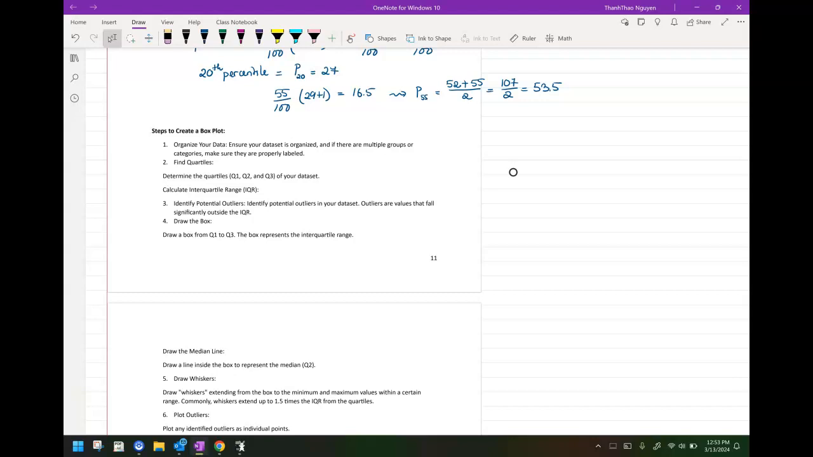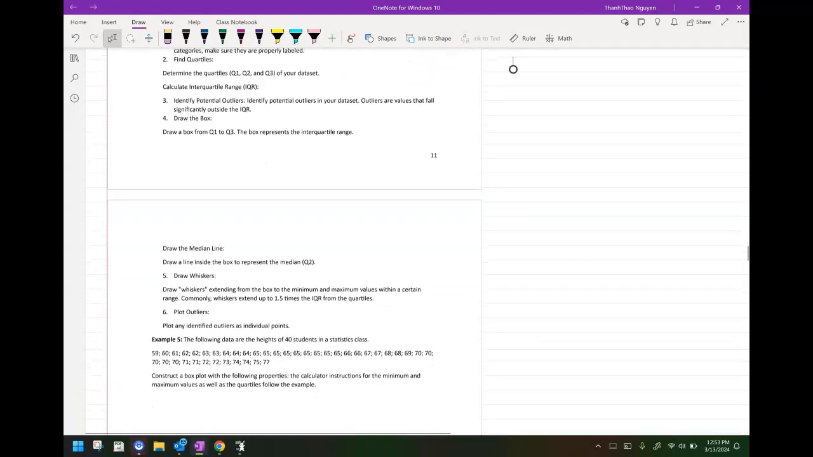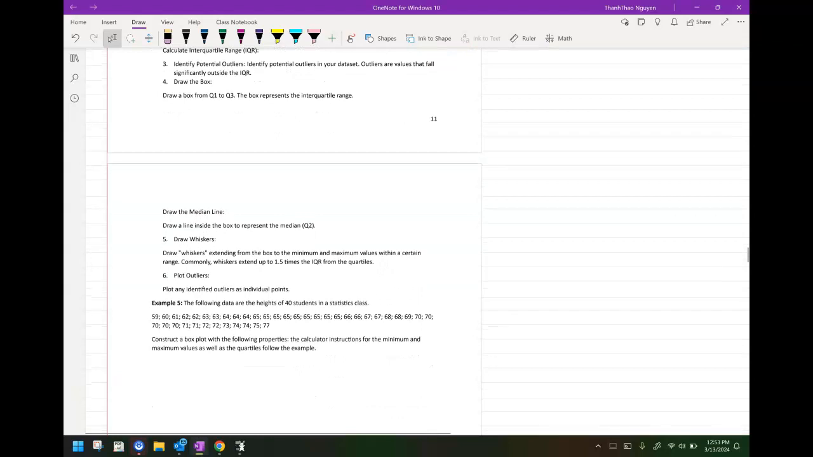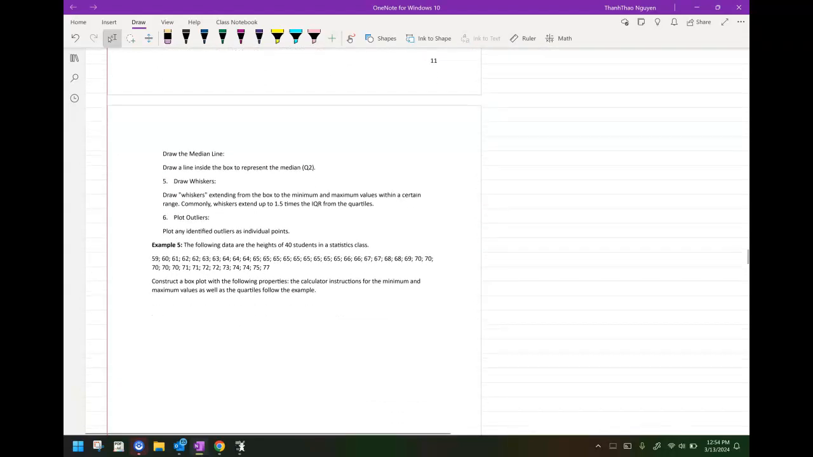Outlier values are the ones that fall significantly outside of the interquartile range. Then you draw the box. Draw a box from Q1 to Q3. The box represents the interquartile range. You draw the median line corresponding to Q2.